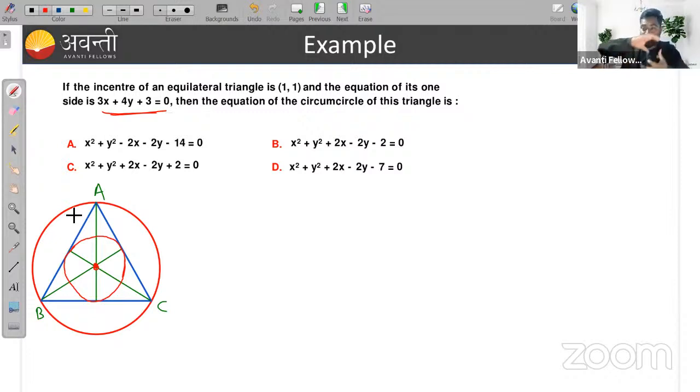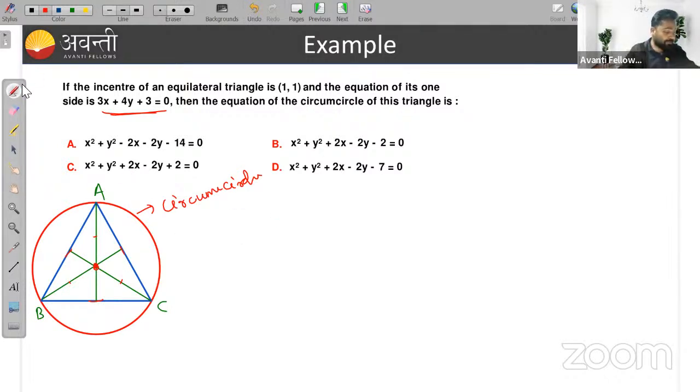The circumcircle means the circle passing through all the 3 vertices of the triangle. So this red circle is called the circumcircle. Can you solve it? Can you able to solve it, guys? Okay, let's solve this question for you.